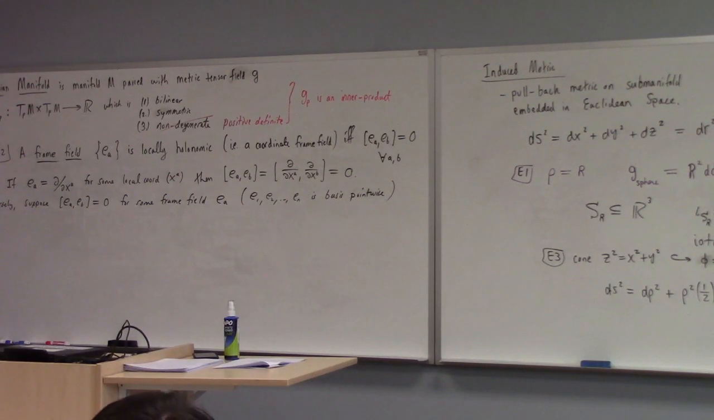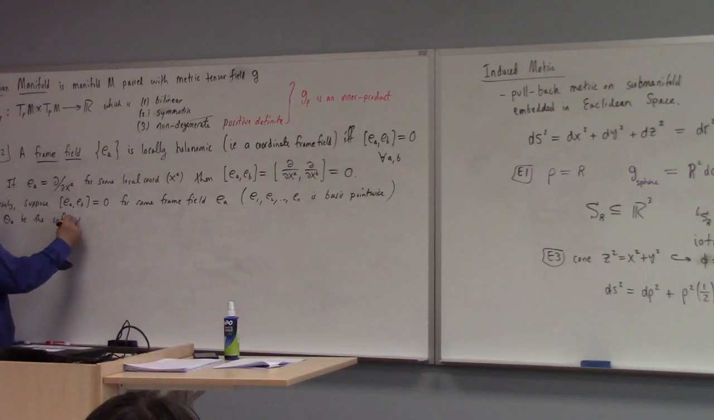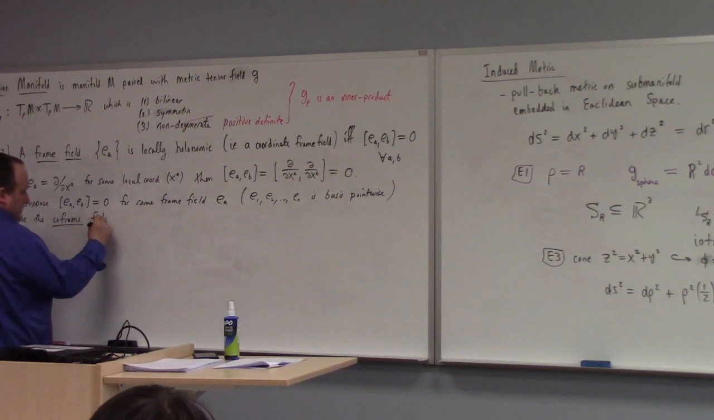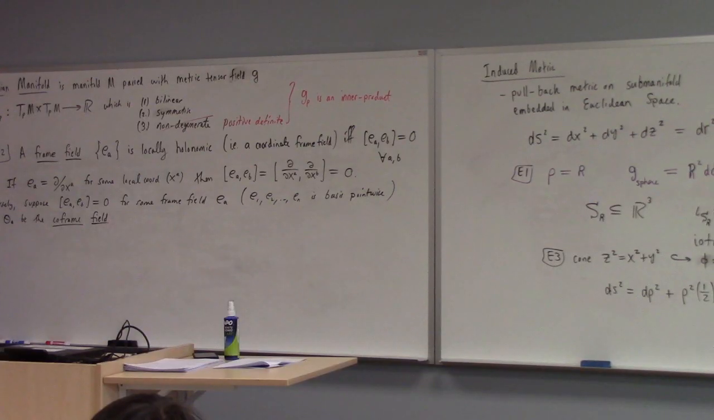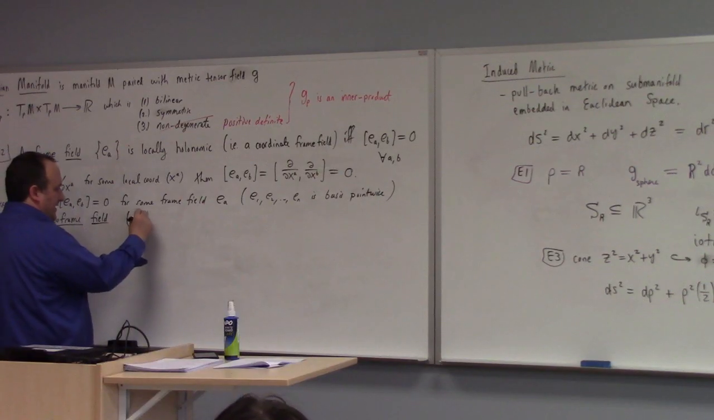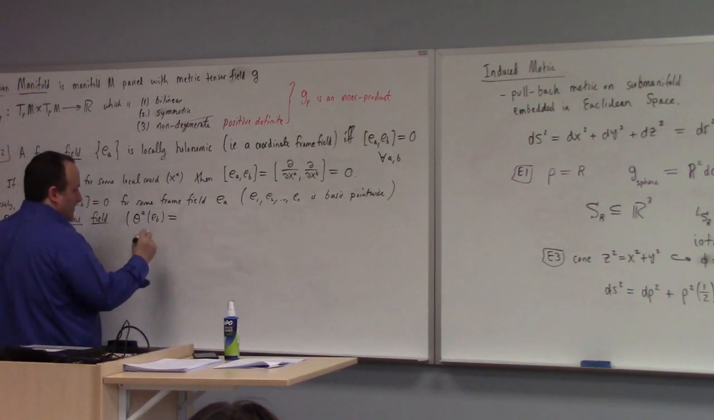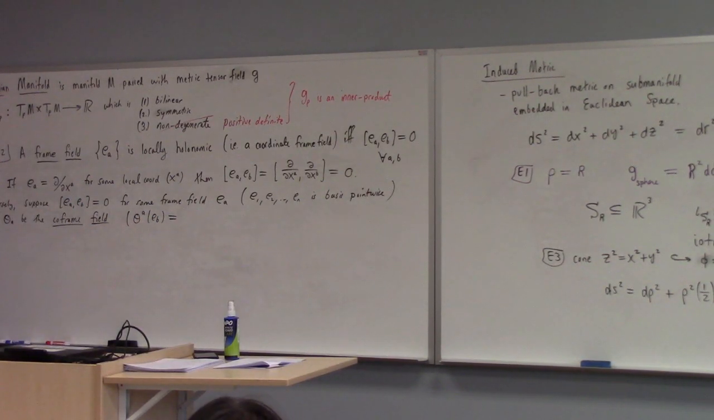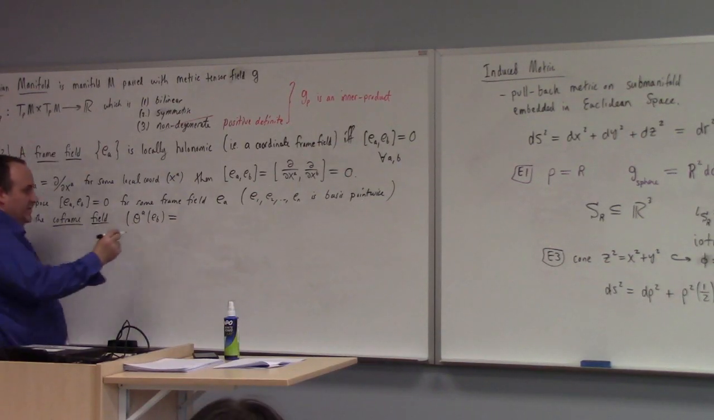And so he says, next up, let θ^A be the coframe field. What's that about? The way that works, of course, is, you tell me, what's θ^A on E_B? What do we got? Kronecker delta AB. Very good.